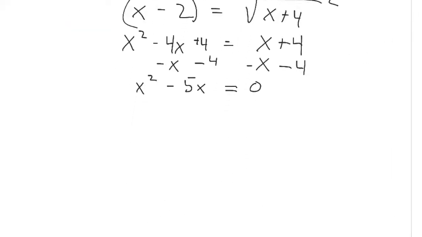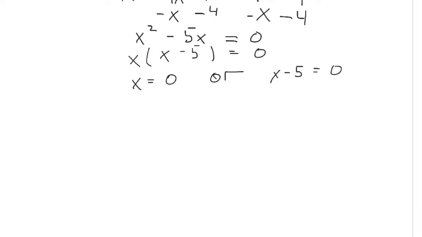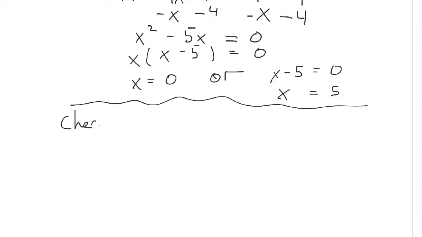Solving this equation, it's just easiest to factor out the GCF, which is just x. You get x times x minus 5, which is equal to 0. And then you can split it up into two different equations. You can say x is equal to 0, or x minus 5 is equal to 0. And if x minus 5 is equal to 0, then you could say that x is equal to 5. Let's check these solutions. Maybe one of them will work, maybe neither of them will work, maybe both will work. Let's find out.